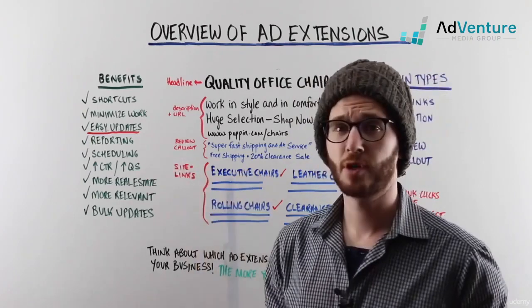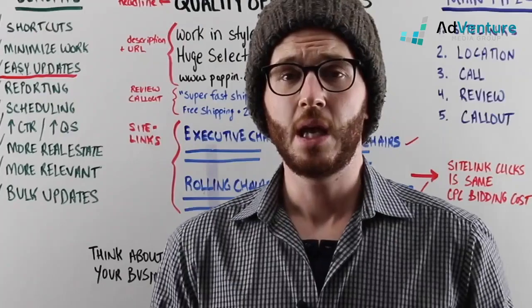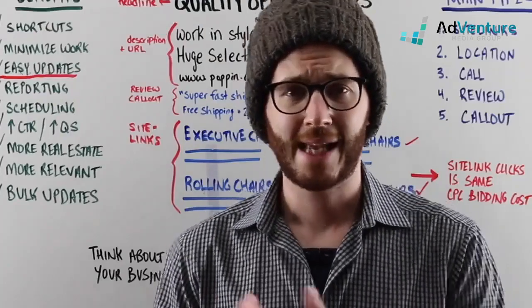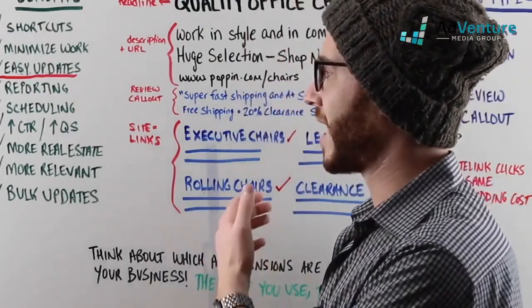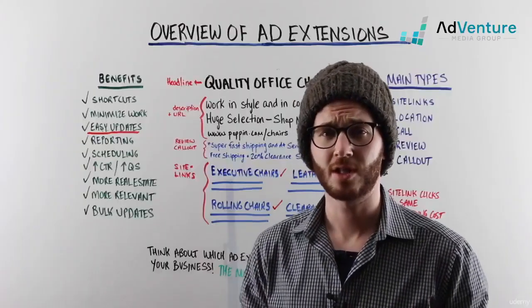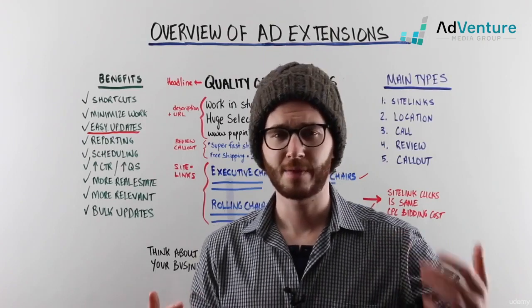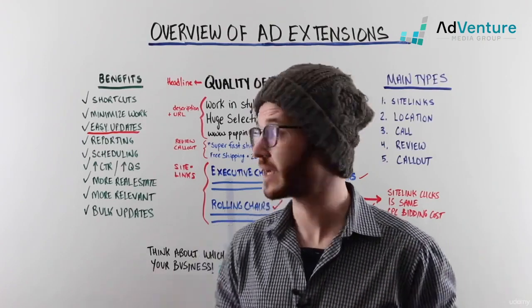Ad extensions also have really cool reporting, which we'll take a look at in a later video. You could see how many clicks a site link has received. If you have a type of ad extension, for example, one of the types of ad extensions is a call-out extension. It's a line of text that allows you to highlight certain services and sales and specials. So it's just kind of like an extra line of text.